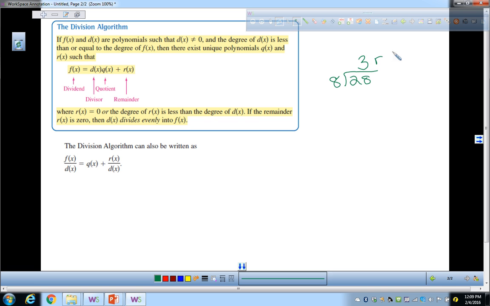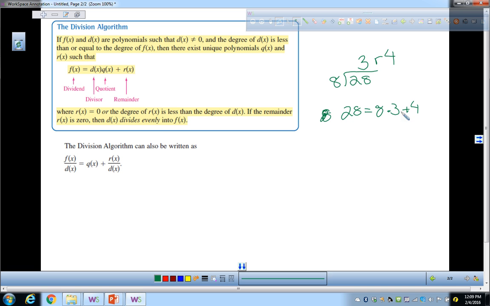With how much left over? Remainder 4. So what this says is, if I multiply the divisor, which is 8, times the quotient, which is 3, and add the remainder, I get the dividend, right? So in other words, 28 is equal to the divisor, 8, times the quotient, 3, plus 4. Would you agree with me there? Okay.